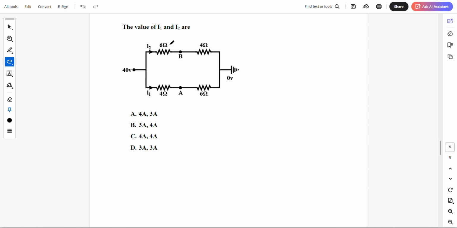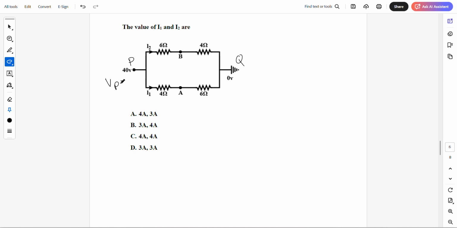In this problem, the values of I1 and I2 you have to calculate. I1, okay, is here, downside, I2 is upper side. This is 40 volts you are given and this is 0. I will call this point P, I will call this one Q, because already they have given, therefore I am calling this as P and Q.